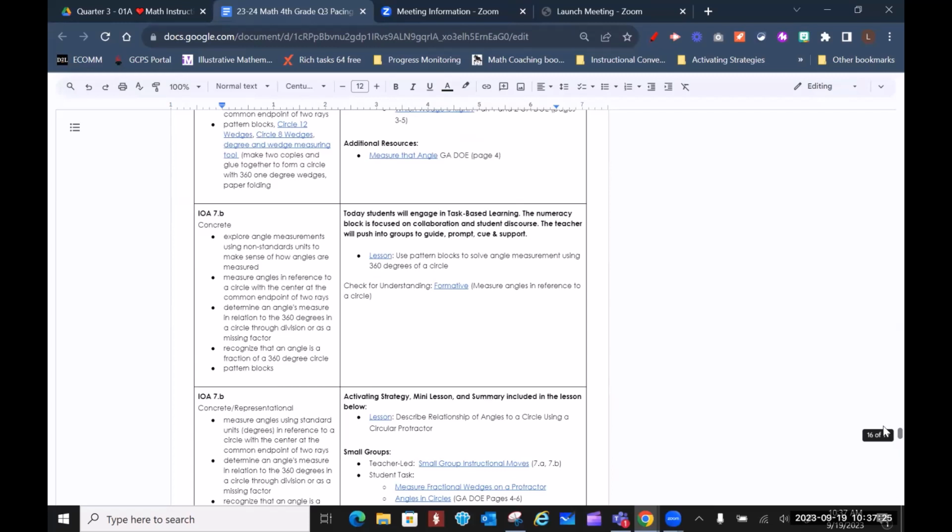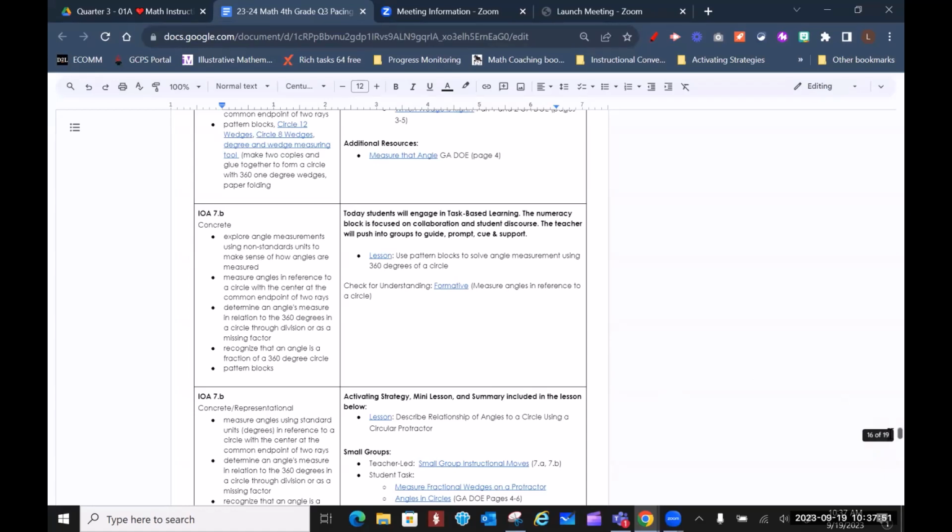The suggested pacing for IOA 7B is 9 days. We will begin 7B with using non-standard units, and again, we'll move into the standard units. The Georgia DOE prefers that students use 360-degree protractors so students understand that an angle measurement always relates to a circle having 360 degrees.